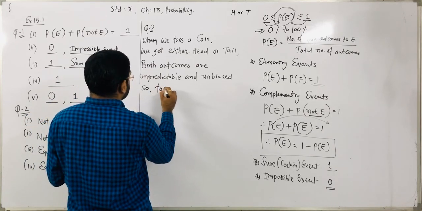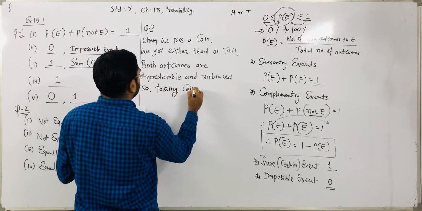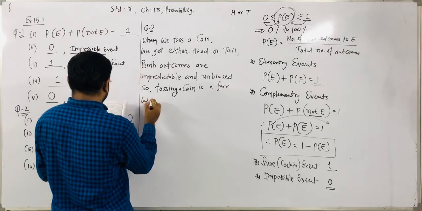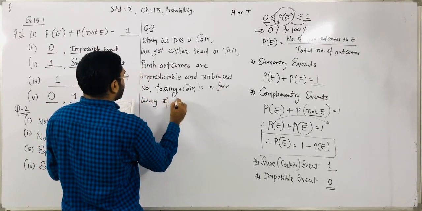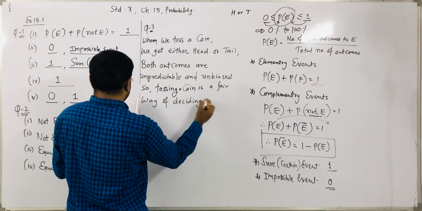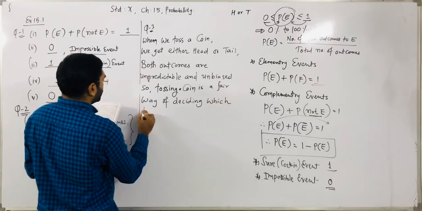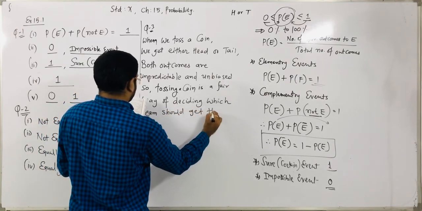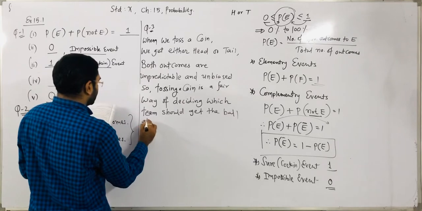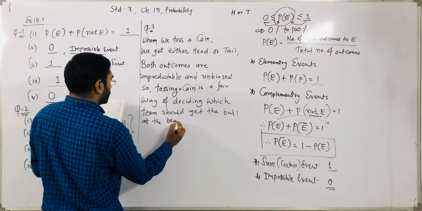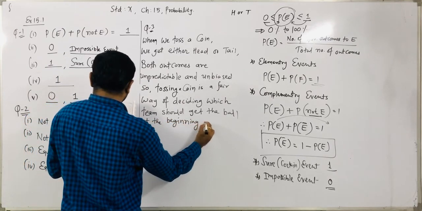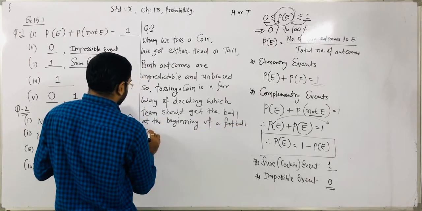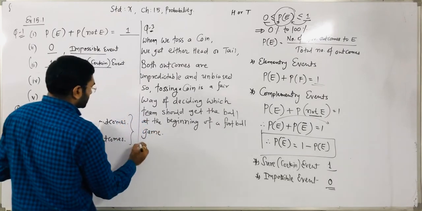So tossing a coin is a fair way of deciding which team should get the ball at the beginning of a football game. Okay. So this is the third question answer.